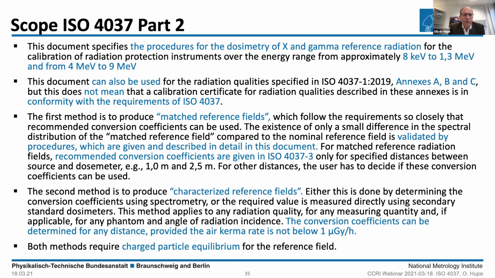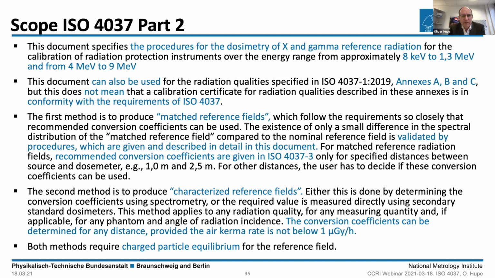The ISO part 2 describes a procedure for dosimetry of X and gamma rays for the whole energy range. This document can also be used for dosimetry for radiation qualities which are no longer reference radiation qualities, but they do not become reference radiation qualities by using the standard.